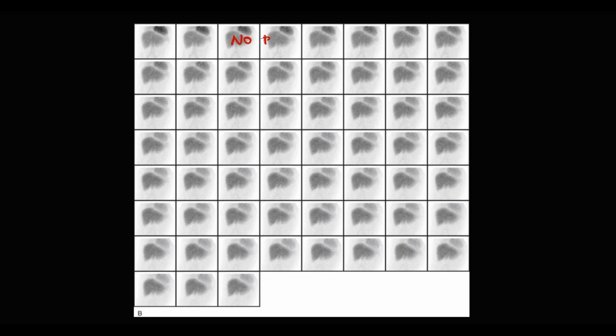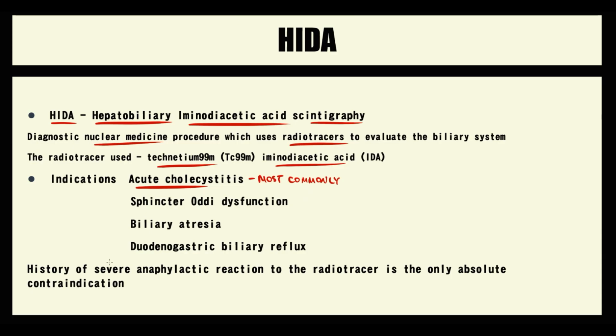It's a real-life example of a scan in a patient with severe liver dysfunction. As we see, there is no biliary tract filling, we do not see the gallbladder, we do not see the common bile duct, and we do not see the intestine, which most probably tells us about severe hepatic dysfunction. And last but not least, this method is perfectly safe. The only contraindication is anaphylactic reactions to the radiotracer. All these features make hepatobiliary scintigraphy the most accurate method in diagnosis of acute cholecystitis.